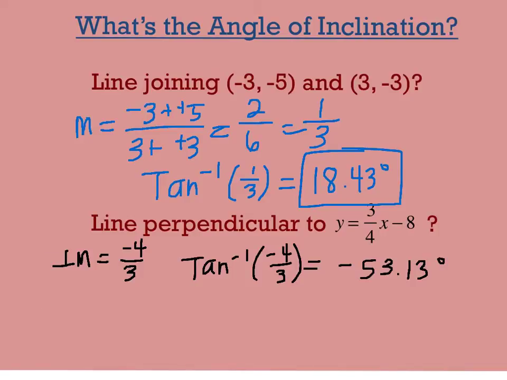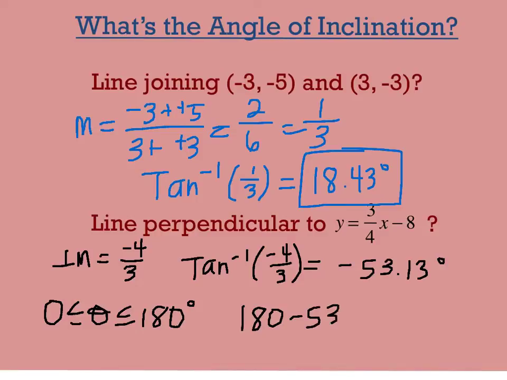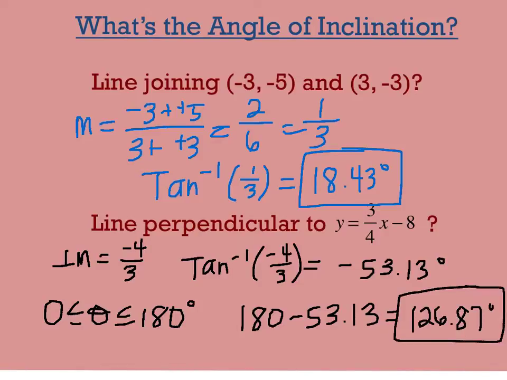Again, that's not in our range. We know that theta needs to be between 0 and 180 degrees. So if we take 180, subtract 53.13, our angle of inclination here is 126.87 degrees. Hopefully these problems have given you a pretty good understanding of angle of inclination and how we can use it. We'll take a look at some more problems in the next class.